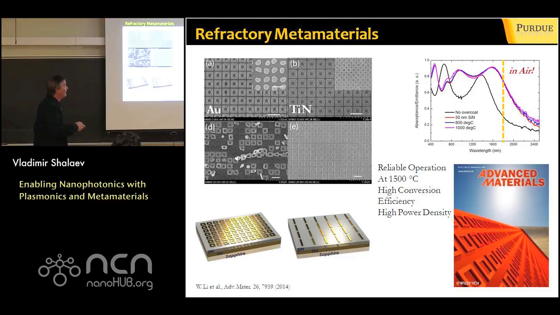And you could see that in air, you could heat it up, then cool it down, heat it up, and the spectrum is very, very stable. So it's potentially a really good material for this solar thermophotovoltaics application. This is an example of how materials make a difference.